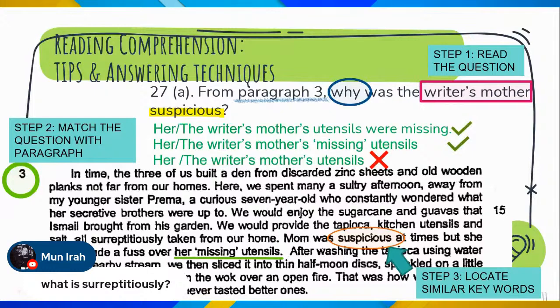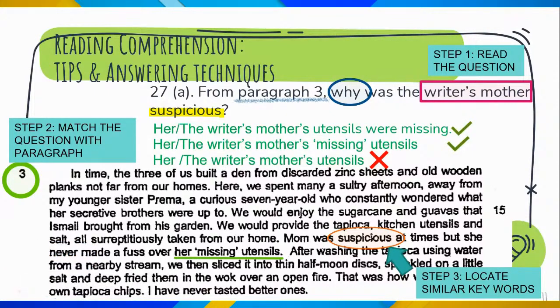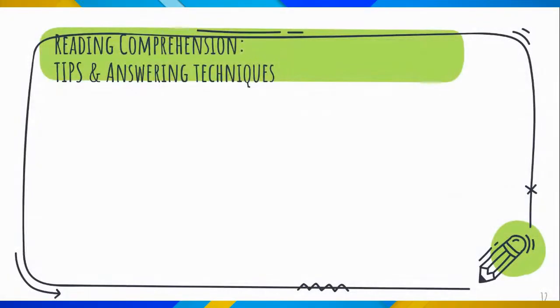What is surreptitiously? I've explained that just now. Surreptitiously means diambil secara rahsia atau sembunyi-sembunyi daripada rumah mereka. Sorok-sorok lah. Suddenly, the utensils were gone. So that's why the writer's mother is suspicious. Right, I think that we can move on to the next one, 27B.